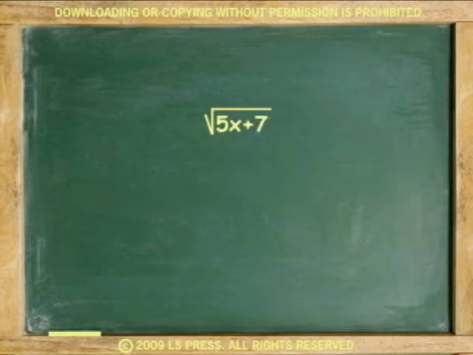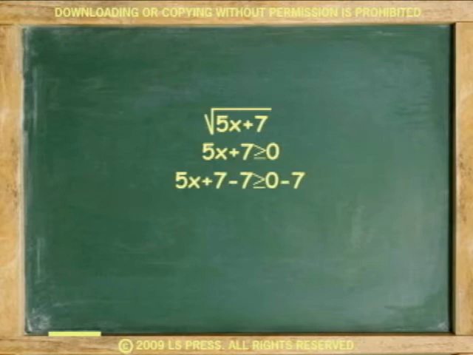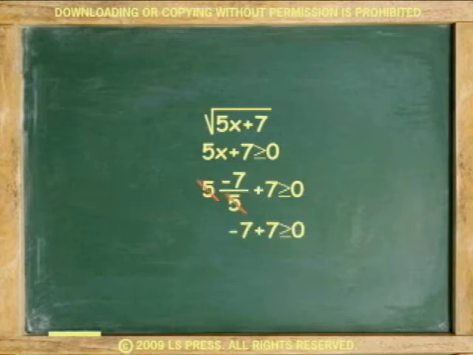Another example. What values will make this expression a real number? We have to check what values of x in the expression under the radical will make the whole thing greater than or equal to 0. 5x plus 7 is greater than or equal to 0. Subtract 7 from both sides. Divide by 5. Answer: x is greater than or equal to negative 7 over 5. Solving for x, we see that any value greater than negative 7 over 5 will make the radicand 0 or more, which is where the positive answers begin.